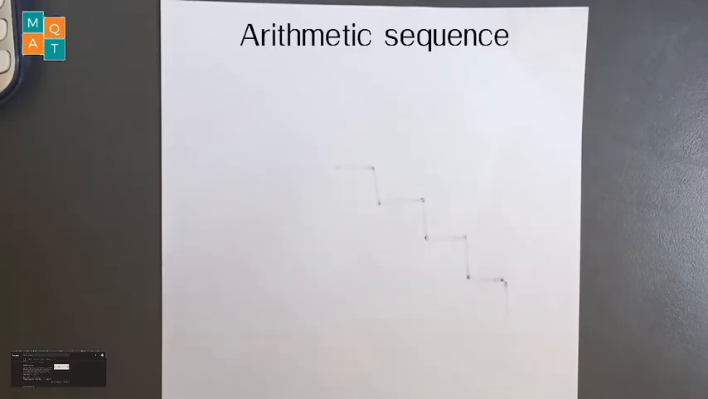Today we are going to be looking at arithmetic sequences. The first question is, what is an arithmetic sequence? In fact, the first question is, what is a sequence? So a sequence is a list, let me rather say a number sequence. A number sequence is a list of numbers that are linked by a specific rule.